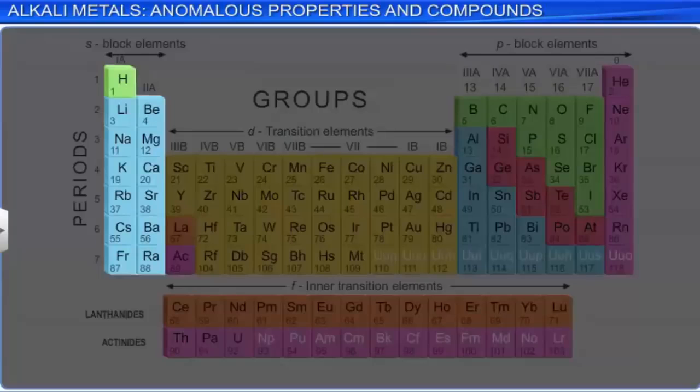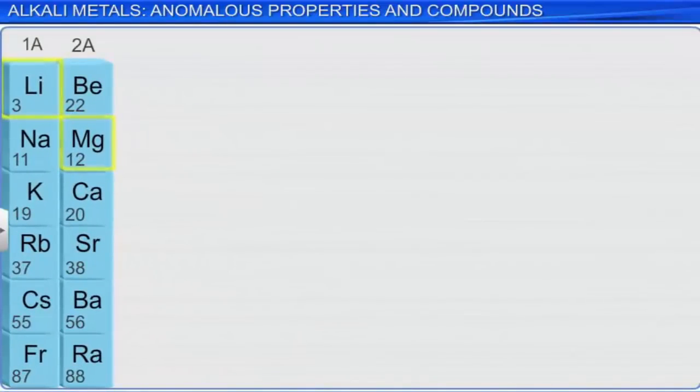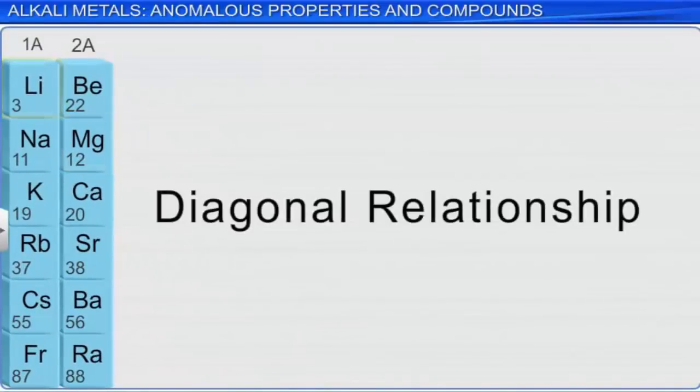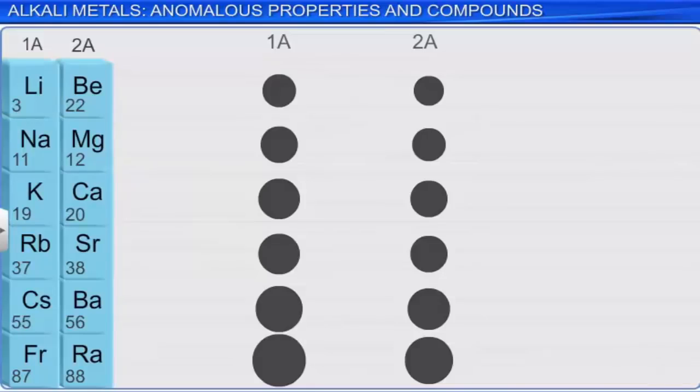In some ways, lithium is more similar to magnesium, which is in group 2, than the other metals in group 1. This is sometimes referred to as a diagonal relationship, and it is due to the similarity in the ionic radii and the charge to radius ratios of these two elements. Compared to the other metals in group 1, lithium has a smaller radius and a higher charge to radius ratio, resulting in some anomalous behavior.